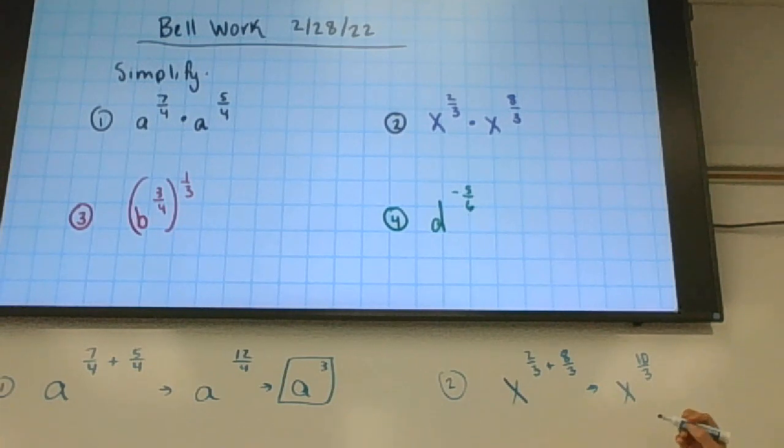So, in radical form, this would be the cube root of x to the 10th. And you would think about how many groups of 3 are in 10, and there would be 3 with 1 left over. So, to go further, you could do x to the 3rd cube root of x, or x to the 3rd times x to the 1/3.